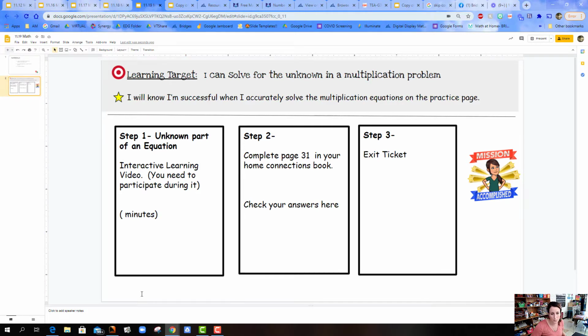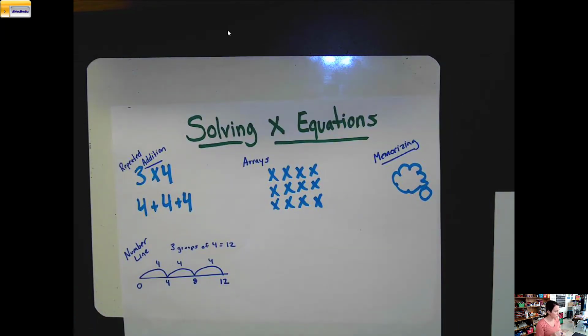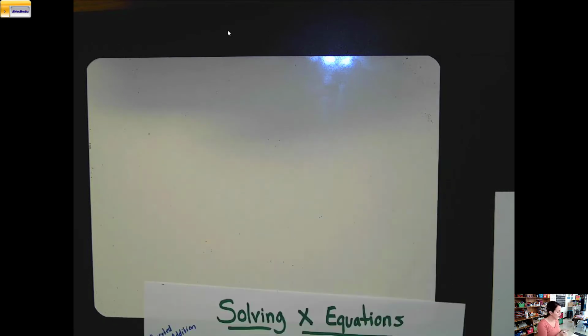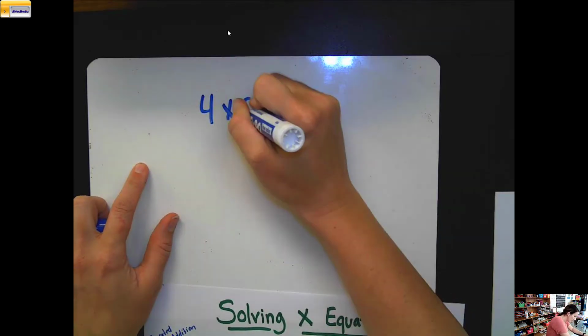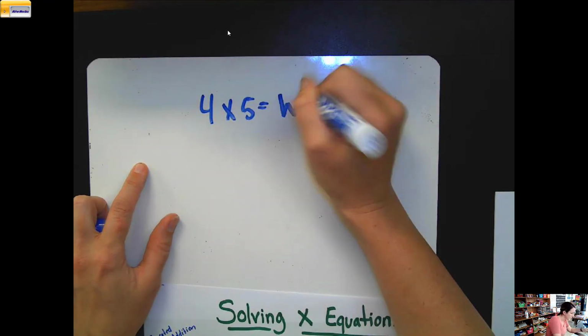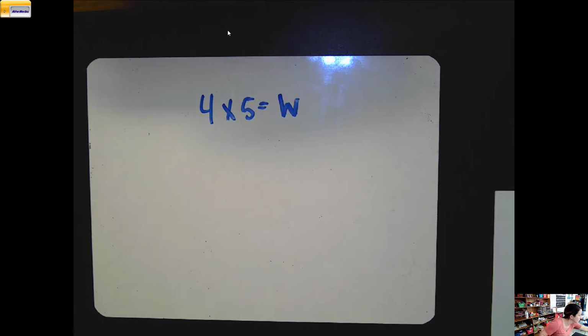So just to warm up real quick, I want us to do just a regular multiplication problem. Using any of the strategies we've learned so far, I would like you to solve this equation. I want you to solve 4 times 5 equals what? So I want you to pause the video and solve this.